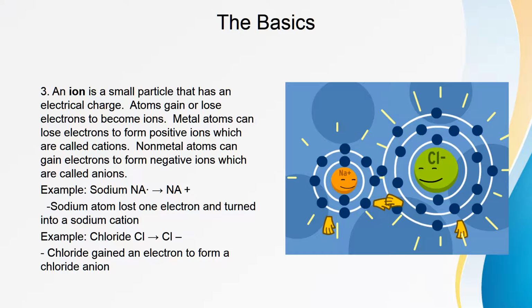An ion is a small particle that has an electrical charge. Atoms gain or lose electrons to become ions. Metal atoms can lose electrons to form positive ions, which are called cations. Non-metal atoms can gain electrons to form negative ions, which are called anions. For an example, we have sodium. A sodium atom will lose 1 electron and turn into a sodium cation. For another example, we can see chlorine gained an electron to form a chloride anion.